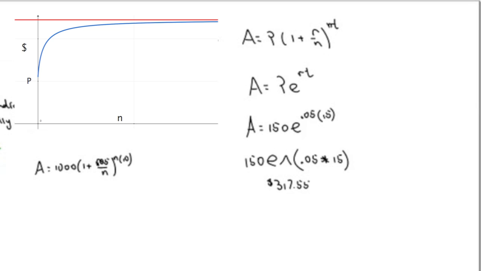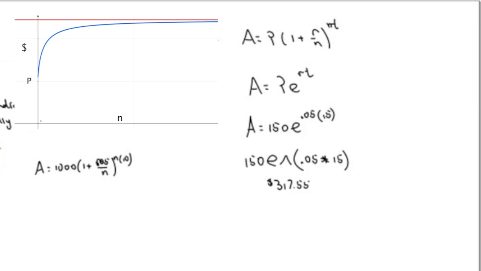Yeah, this is money. So after 15 years of continuous compounding, this is called continuous, it's happening all the time, you would get $317.55. It's the maximum amount of money you'll get for any compounding possible. Which is kind of cool if you think about it. Now, do you think any bank gives you continuous compounding? Heck no. So what's the use of this formula?